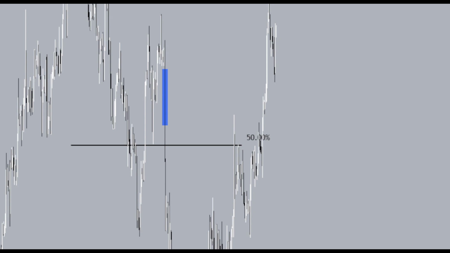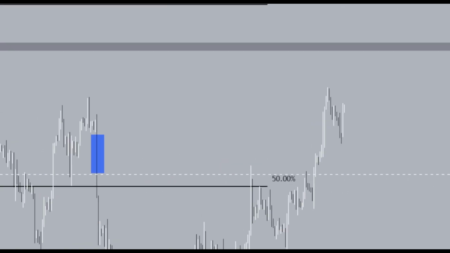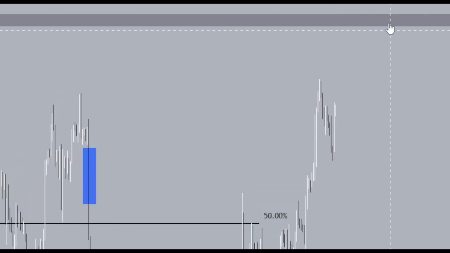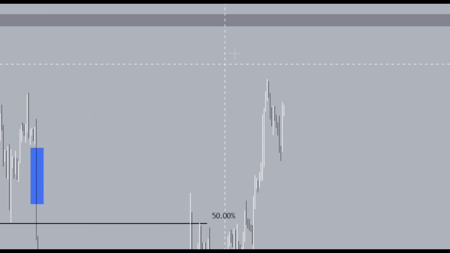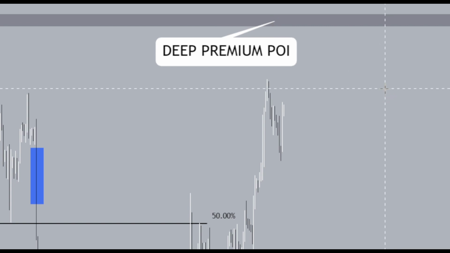Where we are in price right now, we're currently here, situated at 1.86. The overall target is for price to get up to this POI. And the reason why is because this is a deep premium priced POI. So this is the reason why this is our overall target.